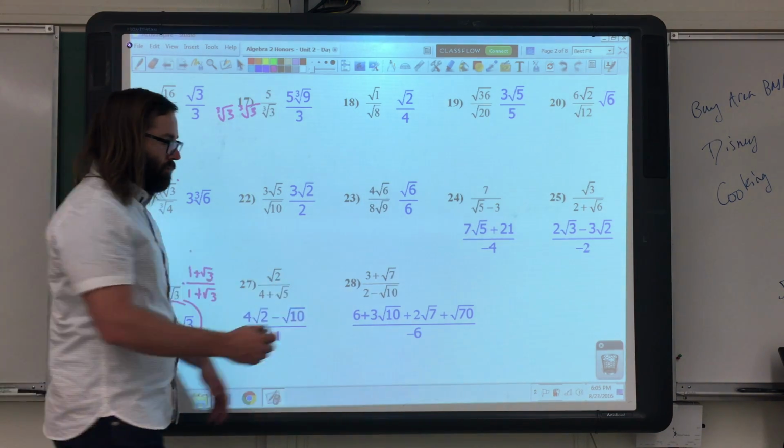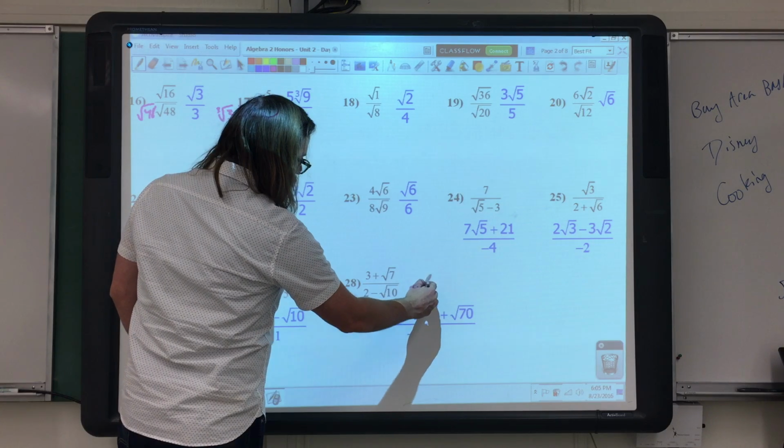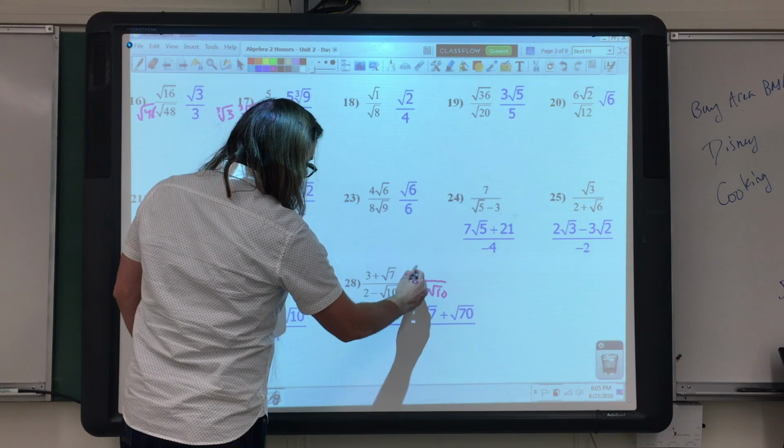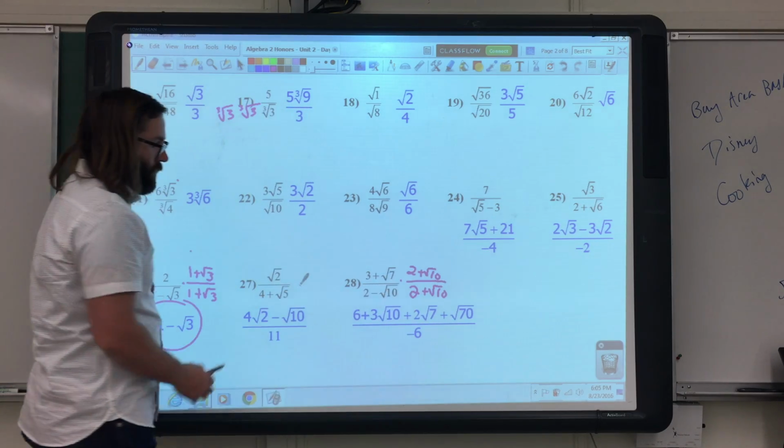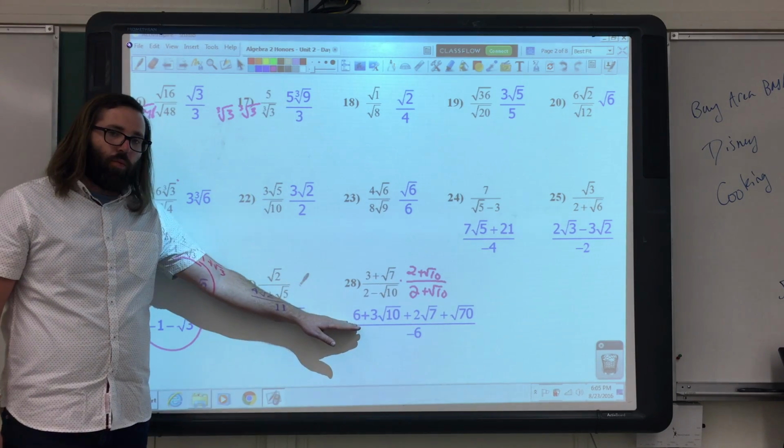This one, this would be 2 plus root 10. 2 plus root 10. So when you do that, it gets all weird.